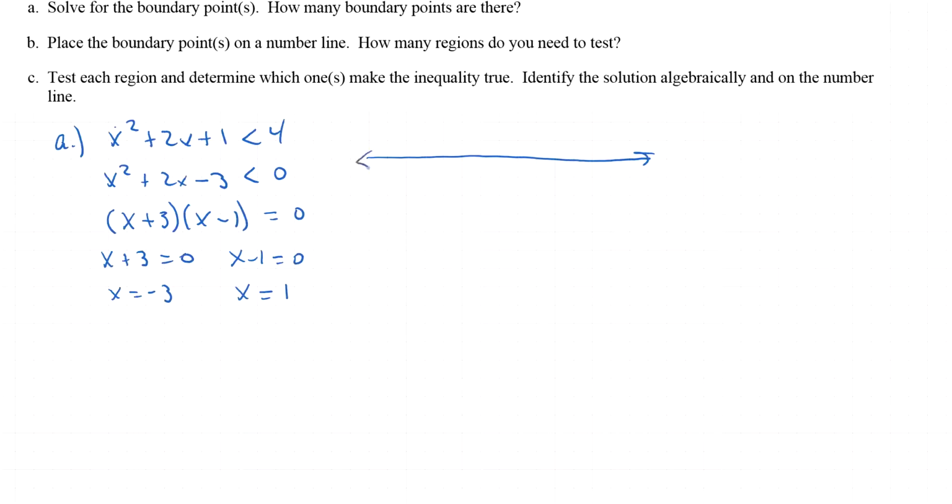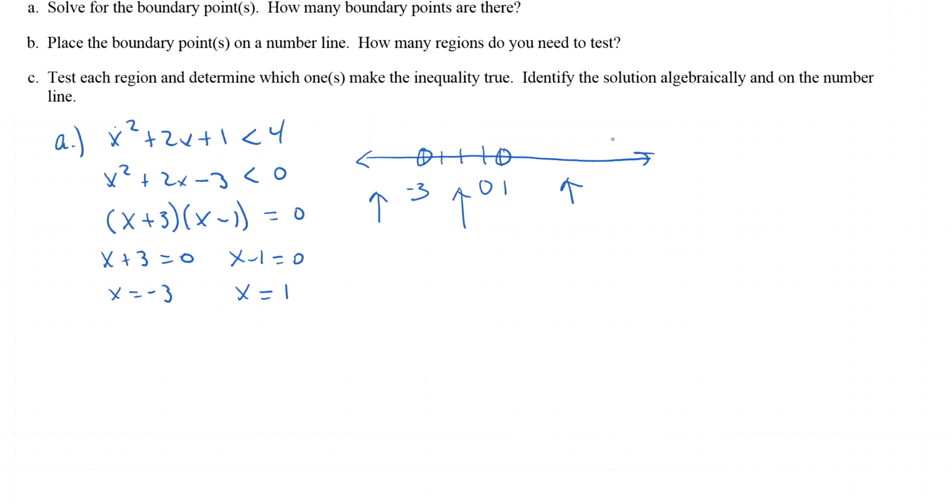Alright, so now I'm going to look at the number line. We're going to get 0, 1, 2, 3, negative 3. So we have these two, negative 3 and 1, considered our boundary points. And if you can see this, we have 3 distinct areas on the graph: before negative 3, in between negative 3 and 1, and greater than 1.